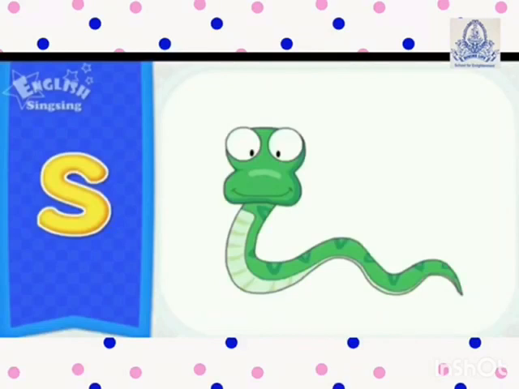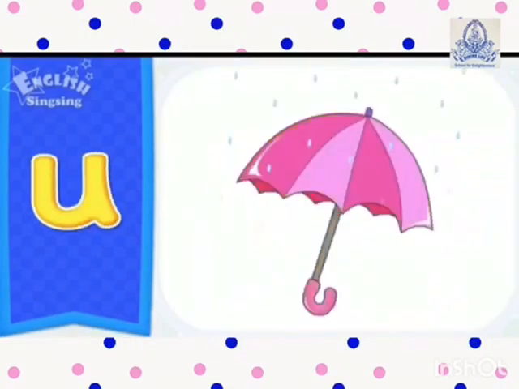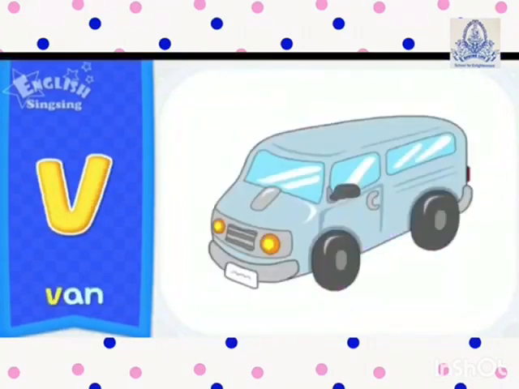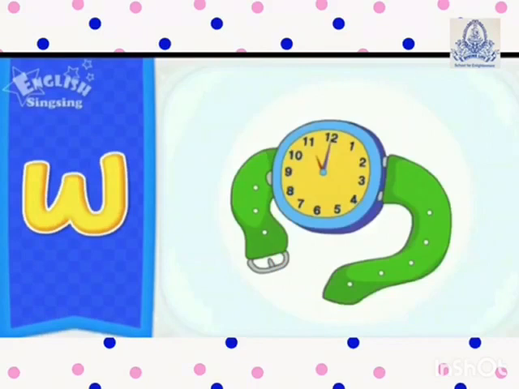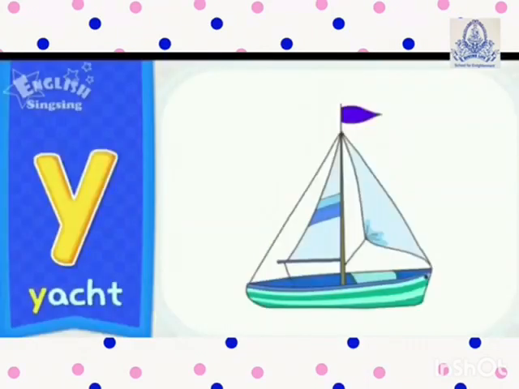T is for table. U is for umbrella. V is for van. W is for watch. X is for Xmas tree.